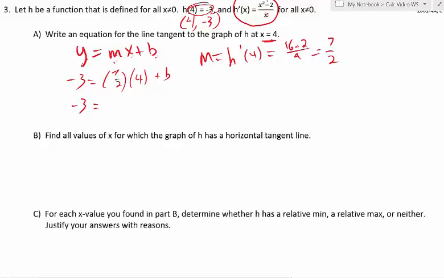7/2 times 4, I'll call it 4 over 1. That's 28 over 2. 28 over 2 is 14. Subtracting away the 14 from both sides gives you -17 for b. And putting it all together now, instead of y equals mx plus b, we can say y equals 7/2 x plus b, where b is -17.